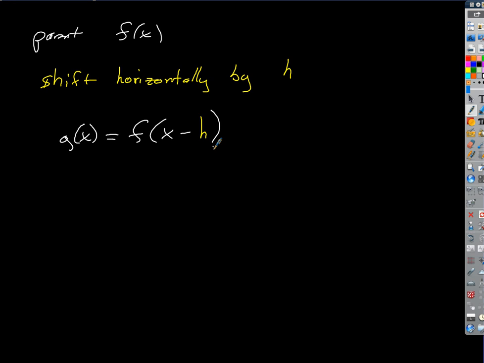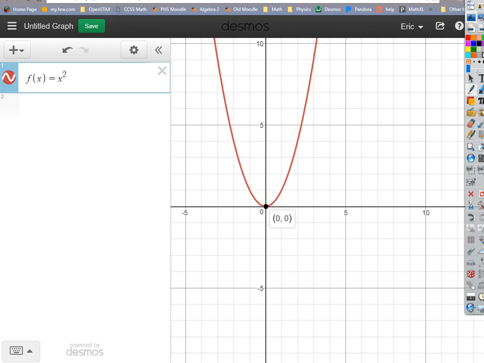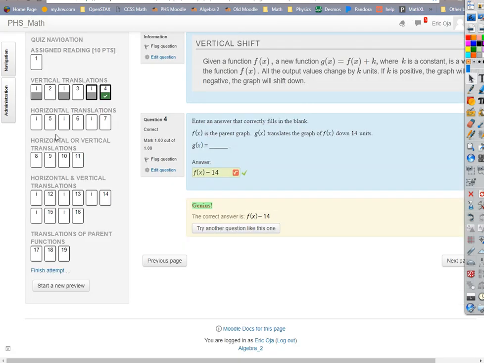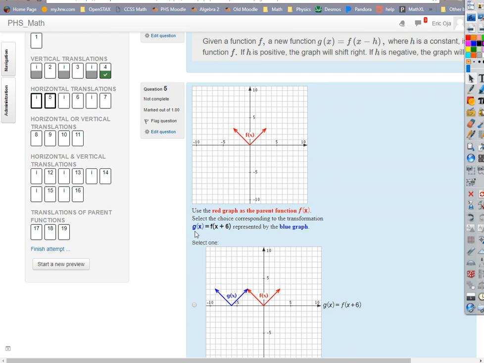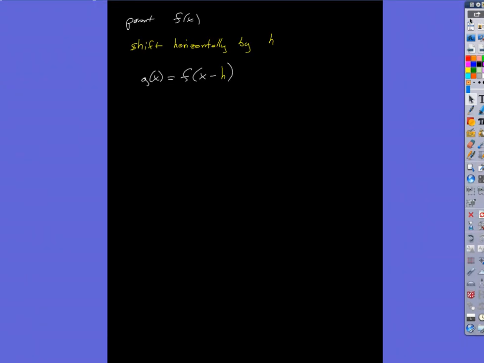So try a couple of those. Let's just look at the assignment. So how about this one then? If the red graph is f of x, that's our parent graph, and the blue graph is going to be f of x plus 6, what have we done? To the left. We've moved it to the left. What's the value of h there? What's the value of h? Because h tells us how far we're moving. Not 6. It's negative 6. How come?